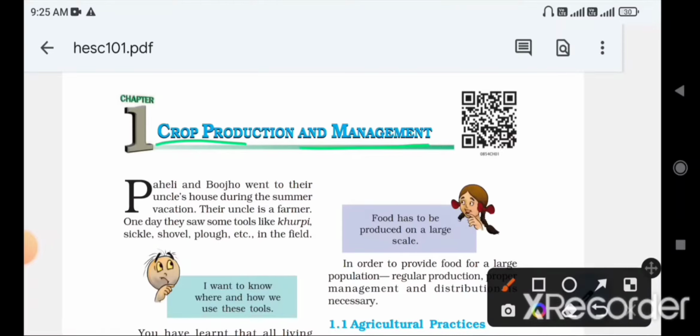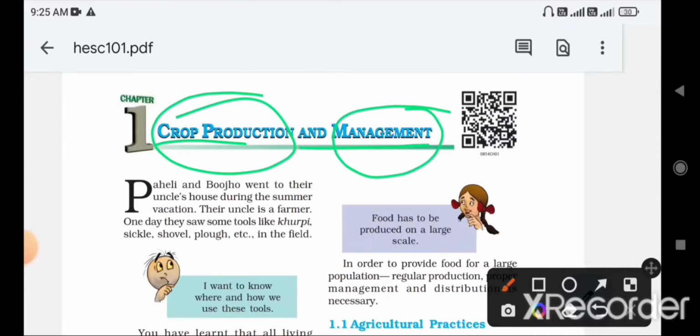So crop production, you already know. What does management mean? It is how we can manage the harvest and grains, how to store them and how to prevent damage from insects. All of that is called management. Okay.